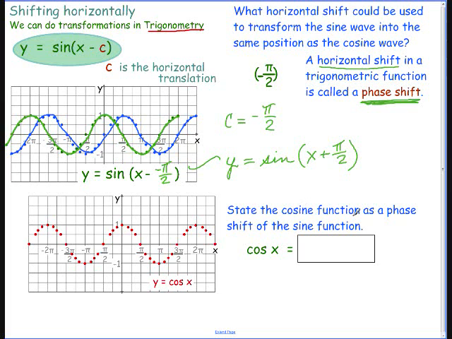State the cosine function as a phase shift of the sine function. So this cosine x is equal to what? We already figured it out, didn't we? Right here. That's right.